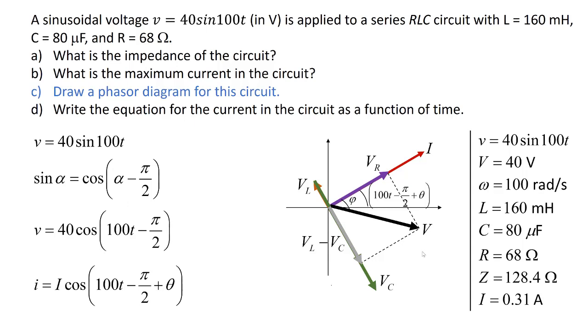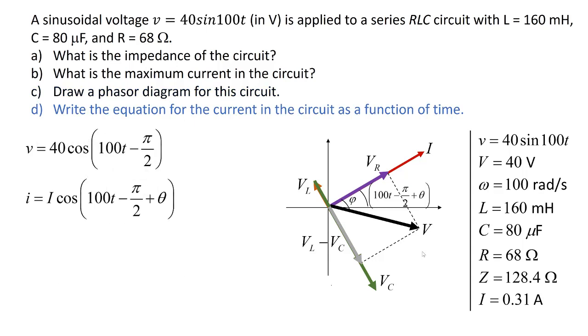In the last part of the problem, we are asked to write the equation for the current in the circuit as a function of time, which means we need to figure out this theta angle. So we have the voltage written as 40 cosine of 100t minus pi over 2, where this is the angle that the voltage makes with the horizontal axis. And we have the current written as the maximum value of the current, I, multiplied by cosine of 100t minus pi over 2 plus theta, where this is the angle the current makes with the horizontal axis.